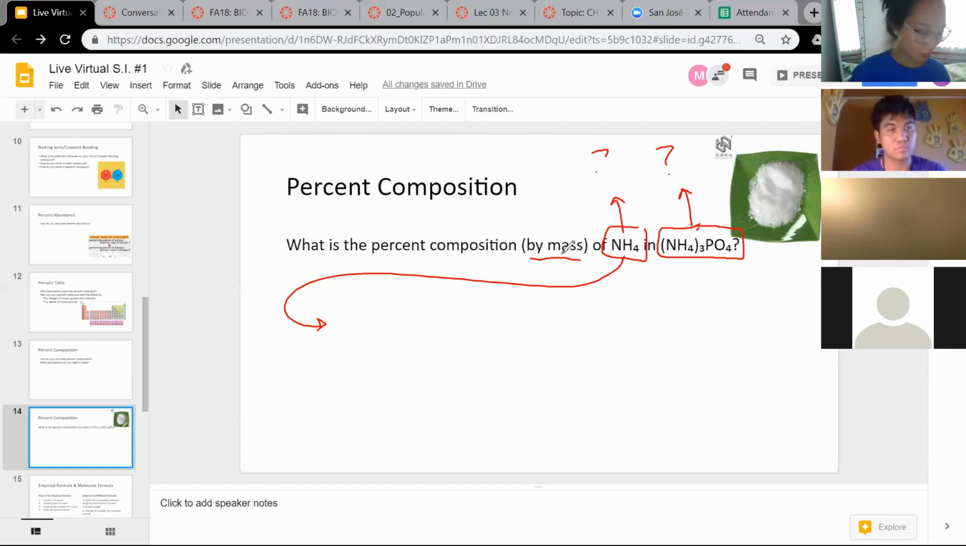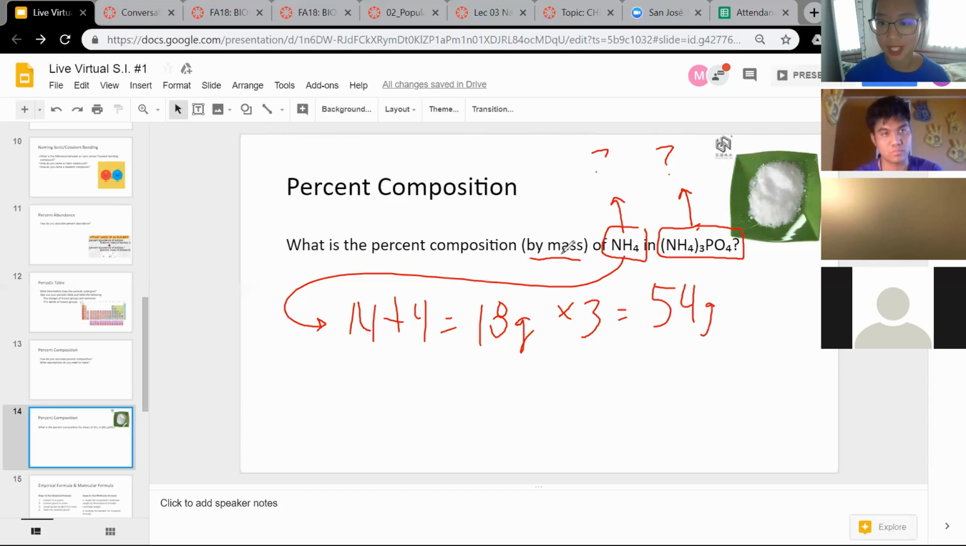In NH4 alone, we have 14 plus 4 equals 18 grams. But in (NH4)3PO4, there are 3 of these molecules. So we're going to have to times this amount by 3 to get the percent composition by mass for this molecule. When you do that, you get 54 grams of NH4.